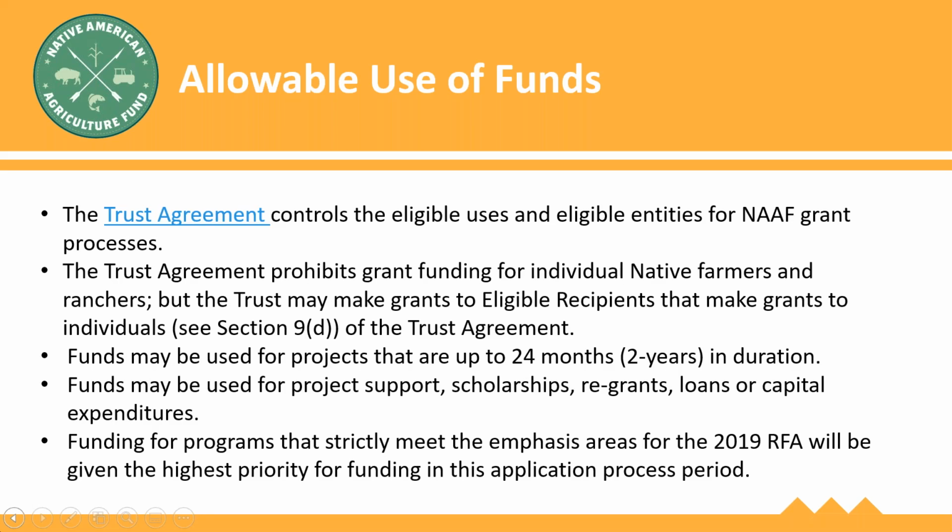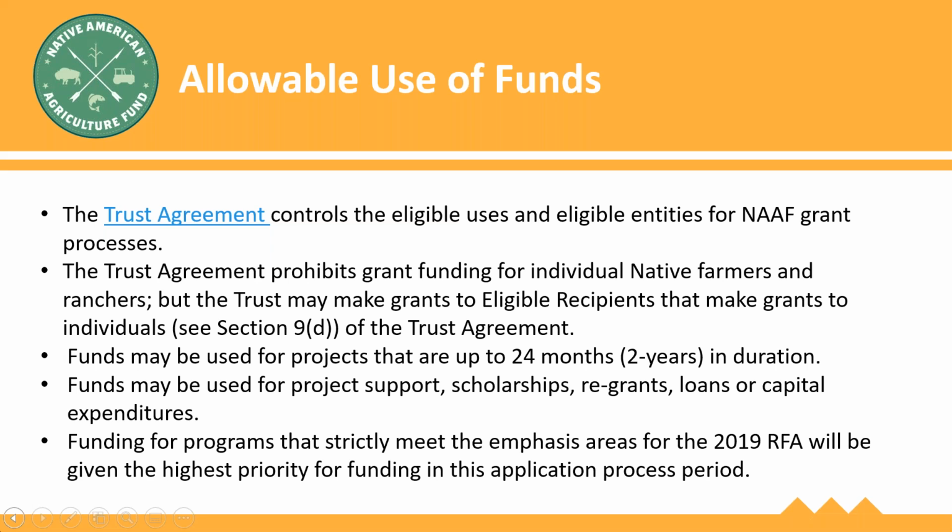More on allowable use of funds. The trust agreement controls the eligible uses and eligible entities for NAAF grant processes. So again, we urge everyone to read the trust agreement. The trust agreement prohibits grant funding for individual Native farmers and ranchers, but the trust may make grants to eligible recipients that make grants to individuals. So although NAAF is prohibited from making such grants to individuals, another organization, a successful grantee within this cycle of funding, can make grants to individuals. And for information on that, you can see section 90 of the trust agreement.